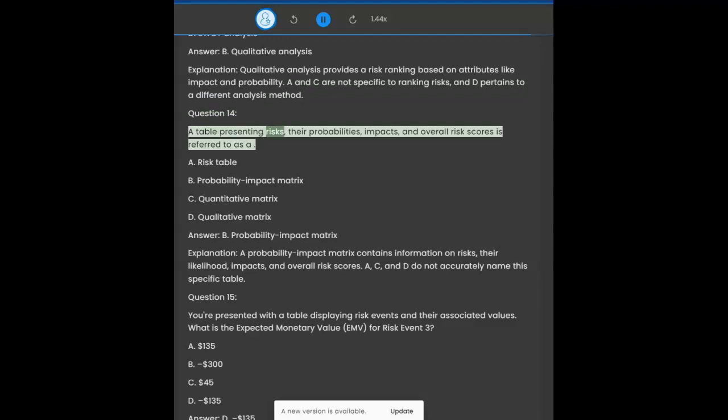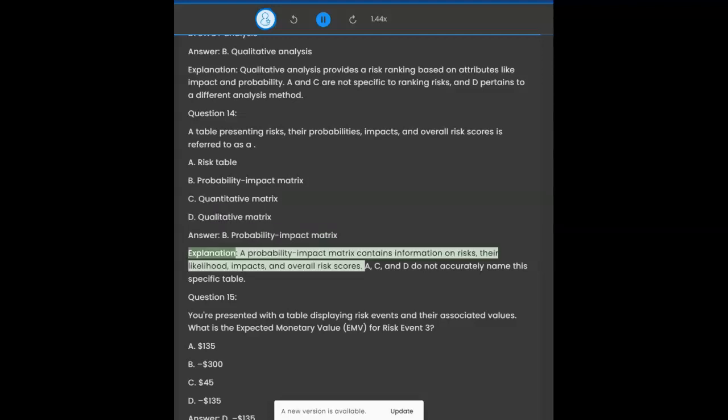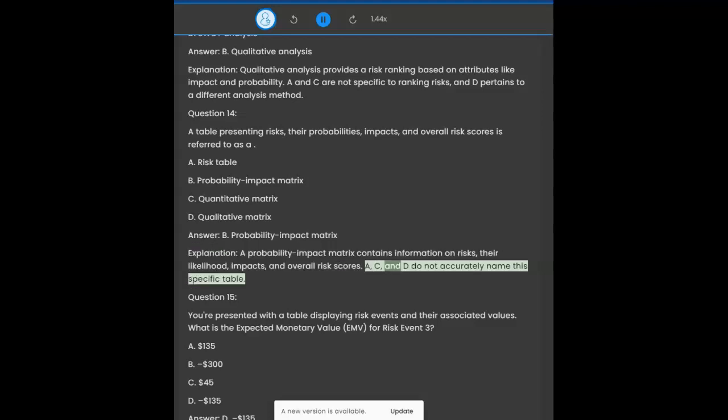A table presenting risks, their probabilities, impacts, and overall risk scores is referred to as: A. A risk table. B. Probability impact matrix. C. Quantitative matrix. D. Qualitative matrix. Answer: B. Probability impact matrix. Explanation: A probability impact matrix contains information on risks, their likelihood, impacts, and overall risk scores. A, C, and D do not accurately name this specific table.